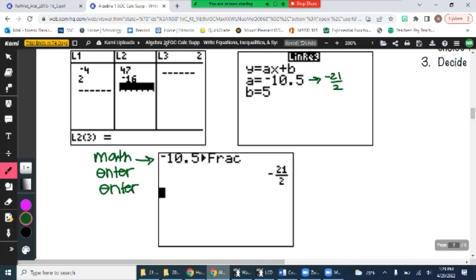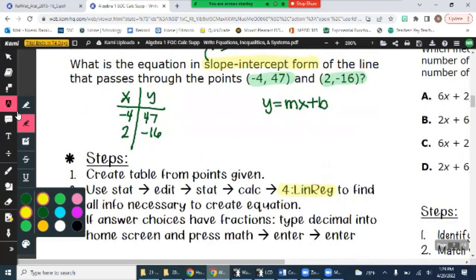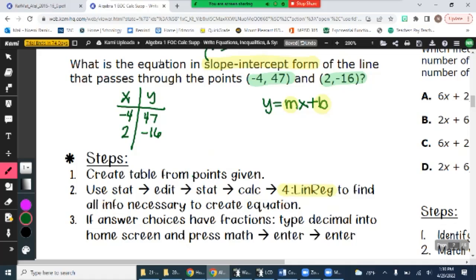And now we have the information necessary to write that equation. Now we have the numbers that we need to plug back into slope-intercept form. It gives us the numbers that we plug in for M, and it gives us the numbers we plug in for B. So meaning everything else should stay the same. We get Y equals what? And then plus or minus what? +5. And that is what your answer choice should be. Stat edit, it'll give you the numbers to plug in. If it's a fraction, switch it back: math, enter, enter. Questions? All right.